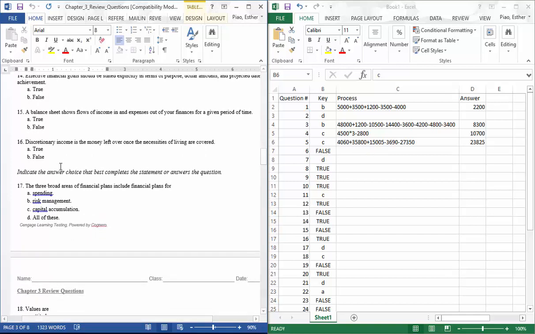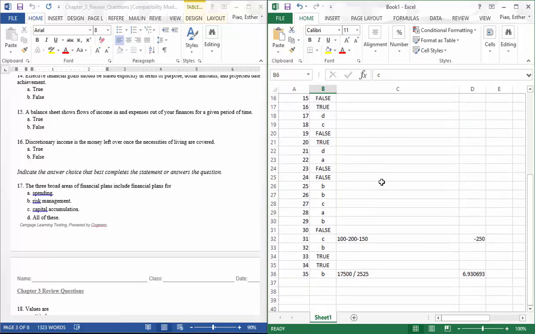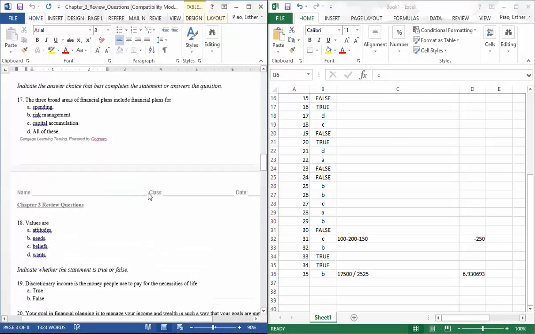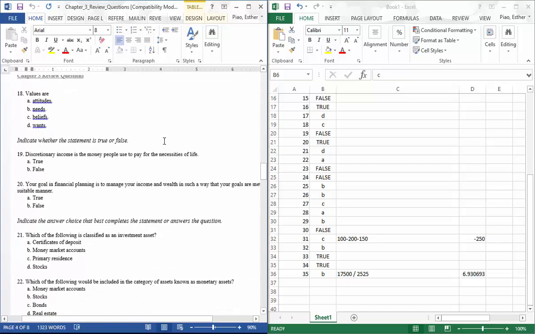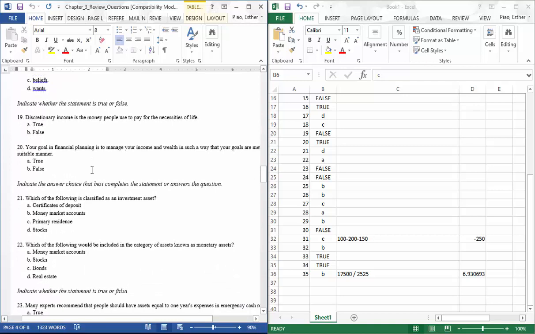Let's go to number 17. Number 17 is pretty simple. D is the answer. I think no further explanation is needed. And number 18: values are beliefs. This is pretty plain and simple. For 19, we just mentioned discretionary income in number 17, so this is a false statement. Number 20: your goal in financial planning is to manage your income and wealth in such a way that your goals are met in a suitable manner. So number 20 is true.